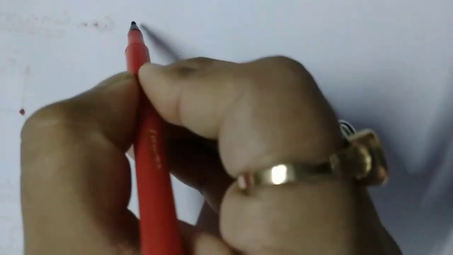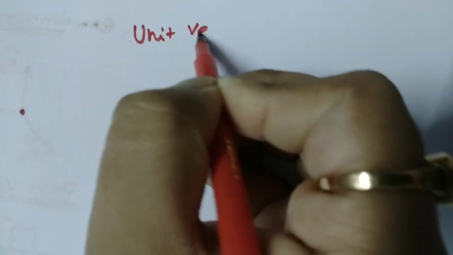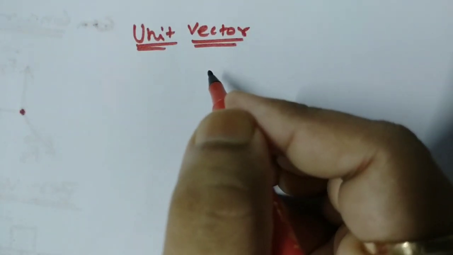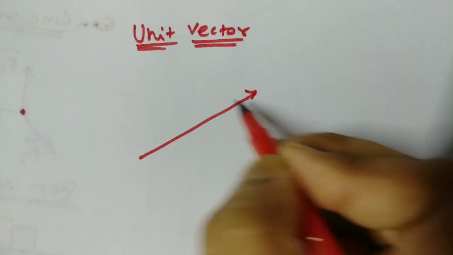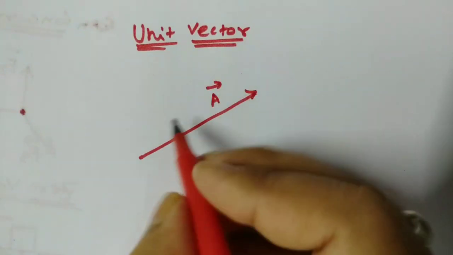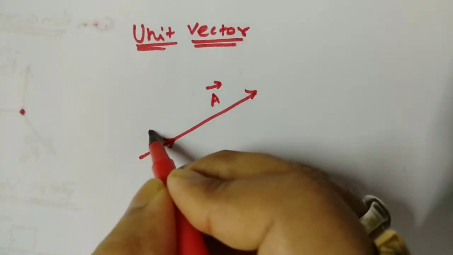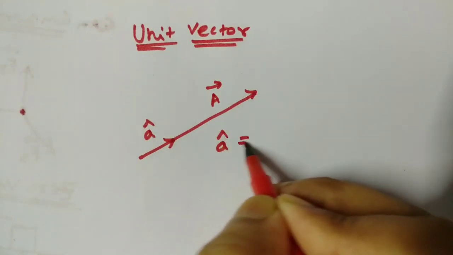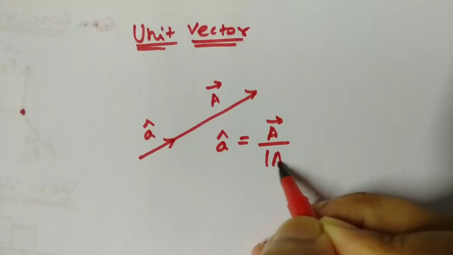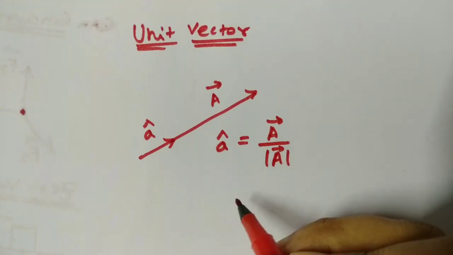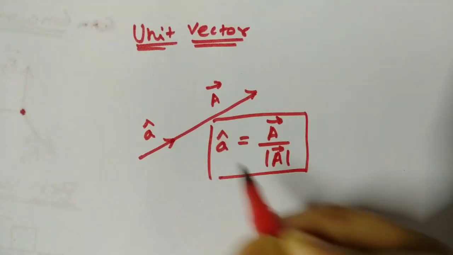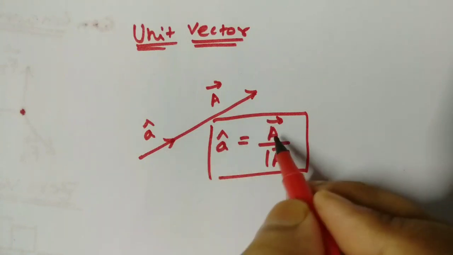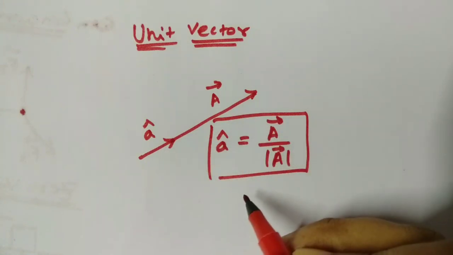And our final one is unit vector. Let's see what is unit vector. A unit vector means a vector with magnitude 1. Suppose we have a vector like this, and we have to find the unit vector in the direction of a. Say it is a cap. A cap is the unit vector in the direction of a. So a cap will be the actual vector divided by the magnitude of the given vector. This is the relation you have to know.